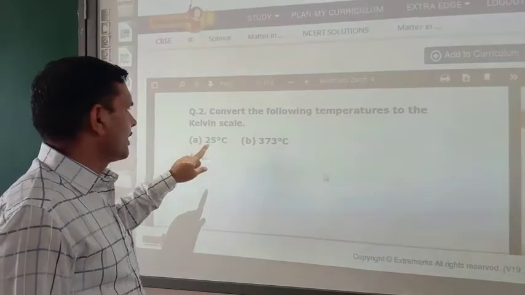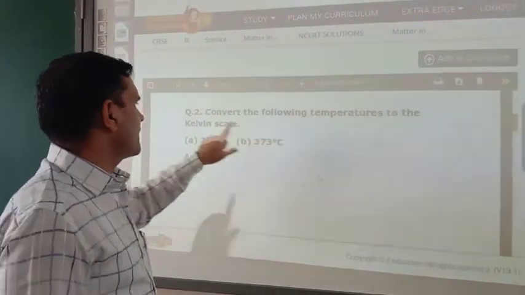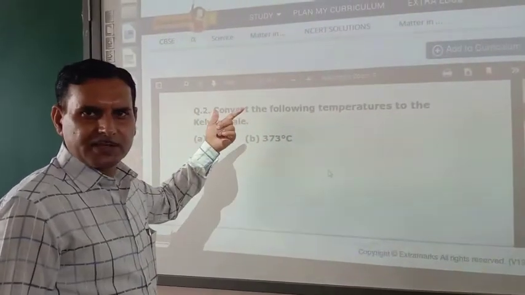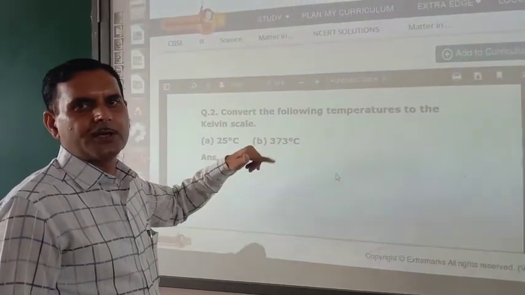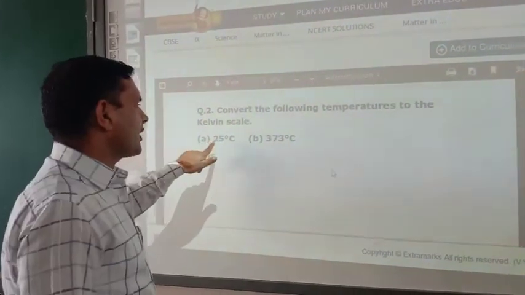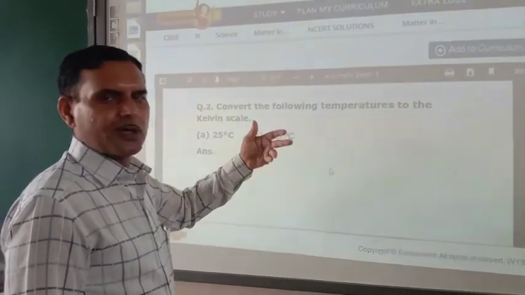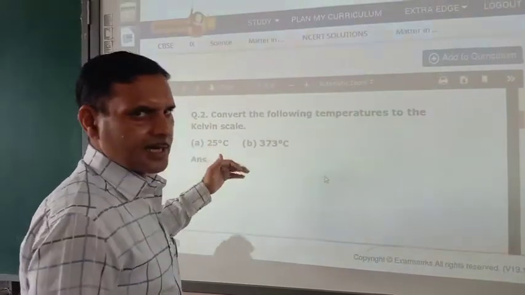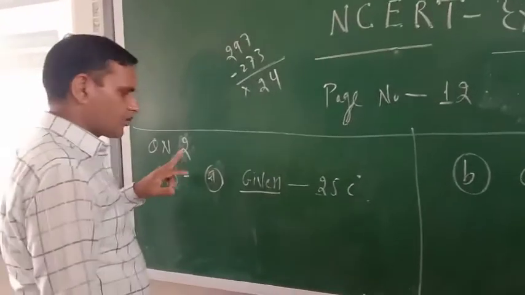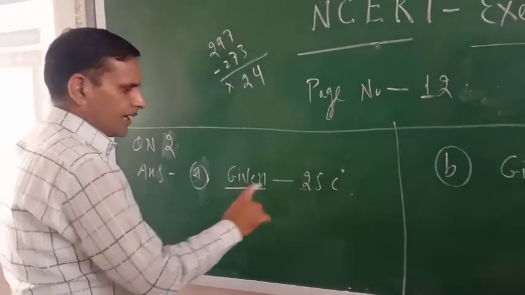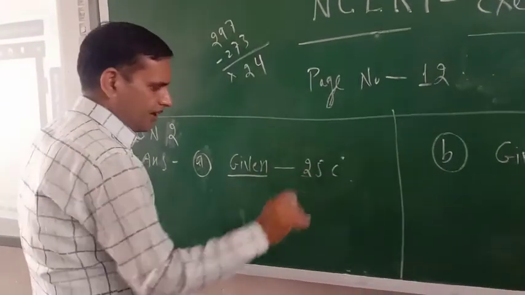Convert the following temperature to the Kelvin scale. In question number 1, Kelvin temperature was given and you had to convert it into the Celsius scale. Here, the temperature in degrees Celsius is given, and you have to convert it into the Kelvin scale. So question number 2: A temperature is 25 degrees Celsius.